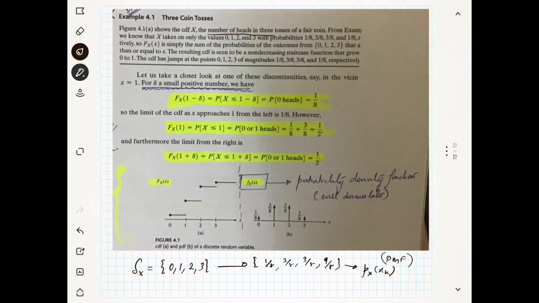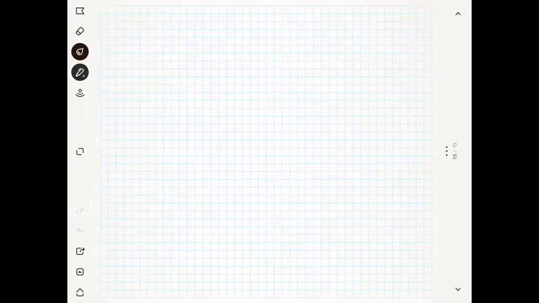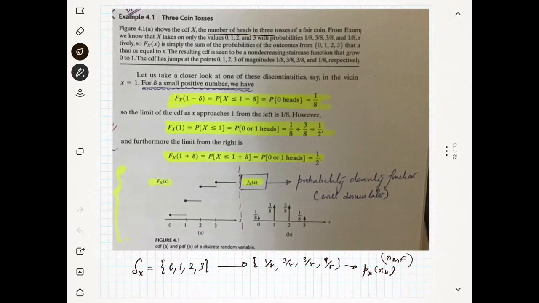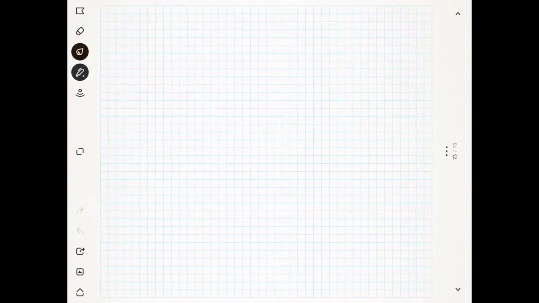Now I told you we can represent this probability mass function in a graphical way, that we have seen. Instead of the probability mass function, we can use another idea. The probability mass function you have already seen how to represent. We can also represent the cumulative distribution function.